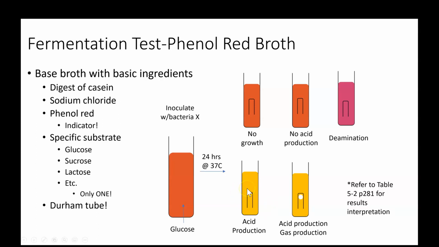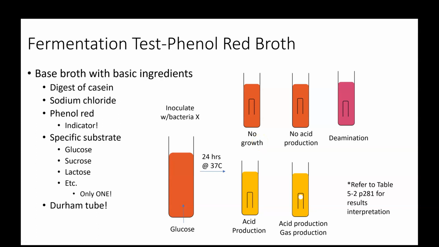Now, we could further characterize it. It's possible that we not only have an acid being produced, but we could also have a gas being produced. And we would see that gas production as that bubble in the Durham tube. So both of these are positive results for the fermentation of glucose by bacteria X. We could simply have positive for acid production, or positive for both acid and gas production. And we want to make note of both of those because we can characterize bacteria based on these results.